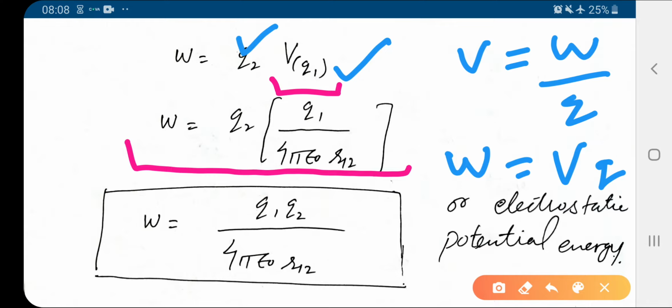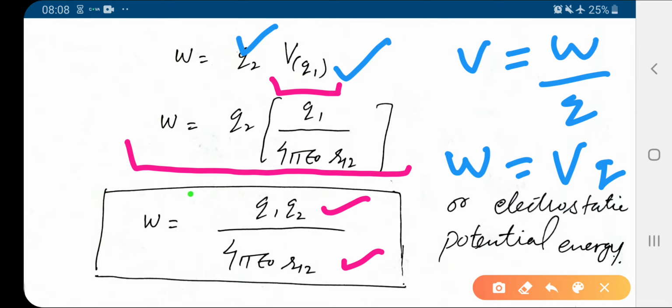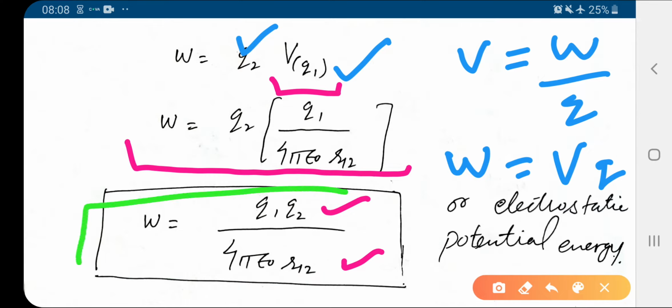So simply we can say q1 q2 over 4 pi epsilon naught r12. So this is the expression for work done in placing the charge q2 in the vicinity of charge q1 in the absence of electric field. So this process is in the absence of electric field. No electric field is here before placing the charges q1 q2.